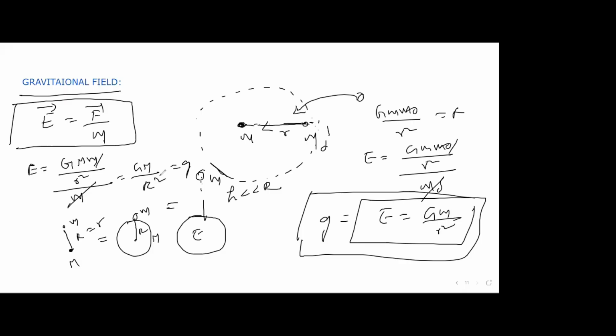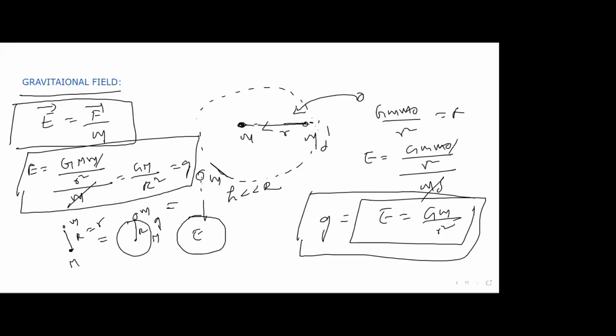This is the value of g. The intensity of gravitational field and acceleration due to gravity have the same meaning. So g is equal to Gm by r square, the formula near the surface of the Earth. So the gravitational force per unit mass is known as gravitational field intensity or acceleration due to gravity.